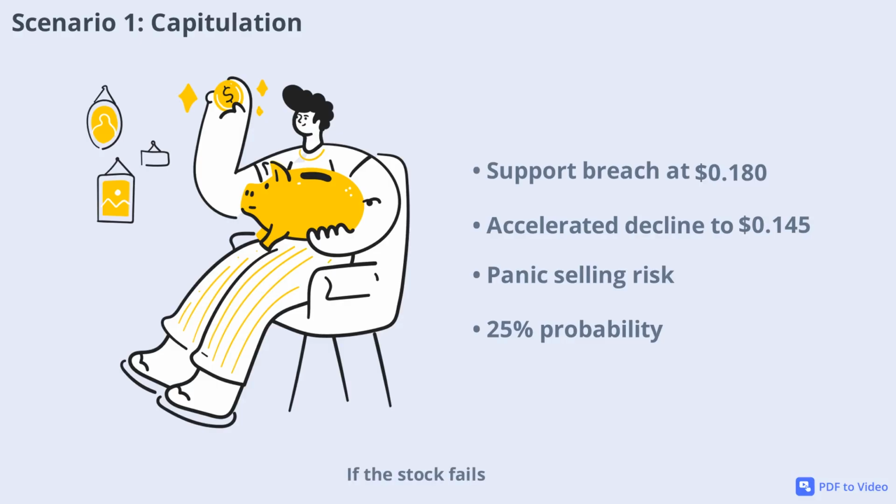First possible scenario for NVVE is capitulation. If the stock fails to hold the 0.18 support, an accelerated decline toward 0.145 could occur, driven by stop-loss orders and panic selling. This scenario is confirmed by a negative MACD and declining volume acceleration. The probability of this outcome is estimated at 25%. Traders should be cautious, as this scenario could result in rapid losses and increased volatility.